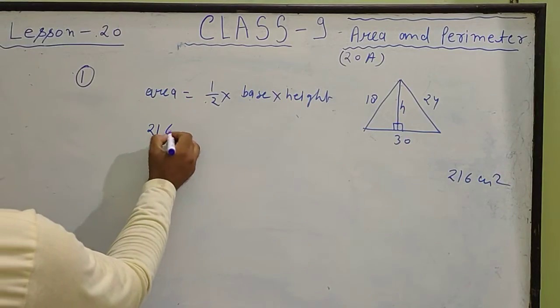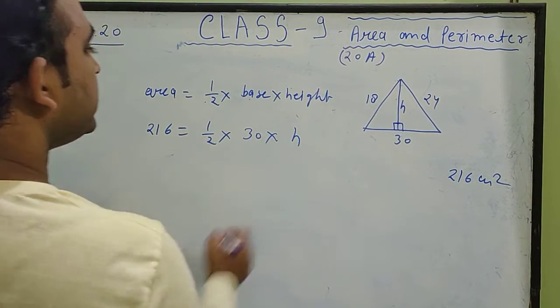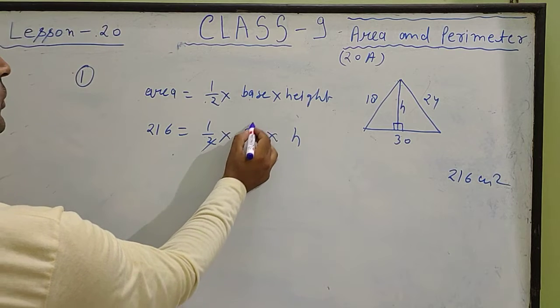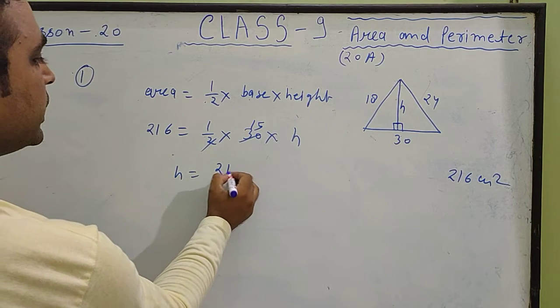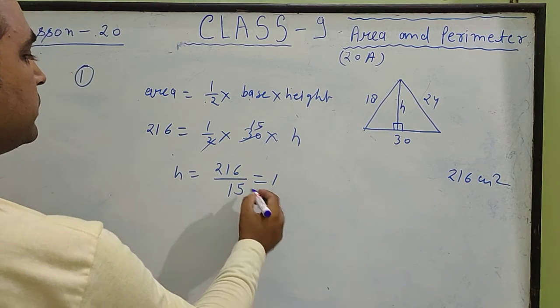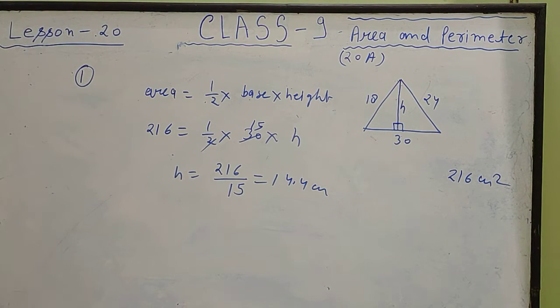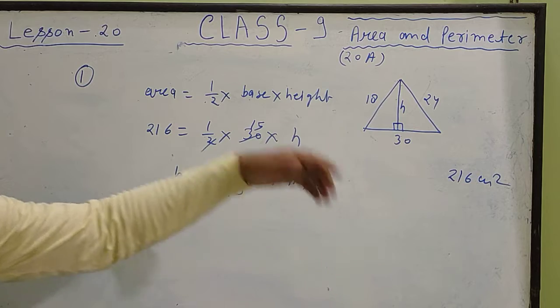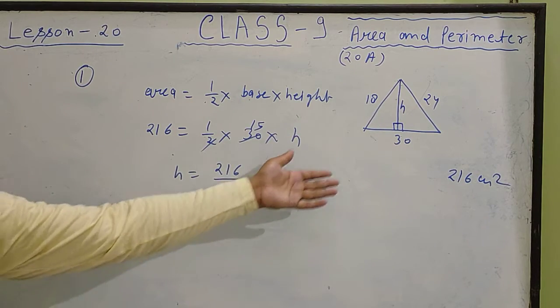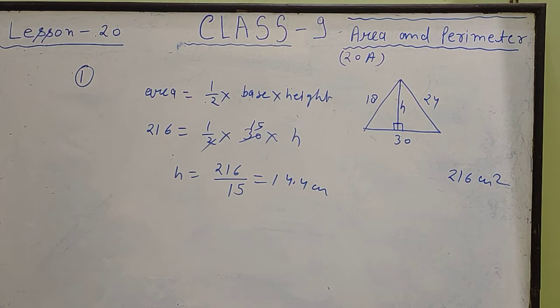So the area will be the same, 216, equals 1 by 2. Base is given as 30 and height we have to find. Now solve it. So 2 15s are 15 times h is equal to 216 upon 15. Now divide this. So the height will be 14.4 centimeter. So this is question number 1 completed. First we find the area by Heron's formula, then we find the height on the longest side of the triangle. So this will be 14.4 centimeter.